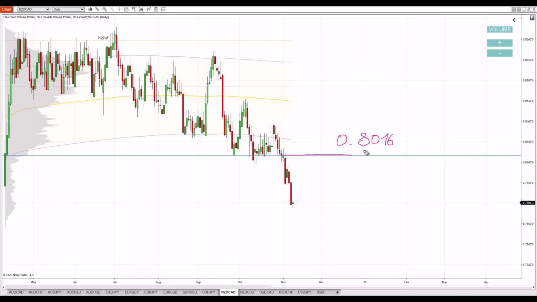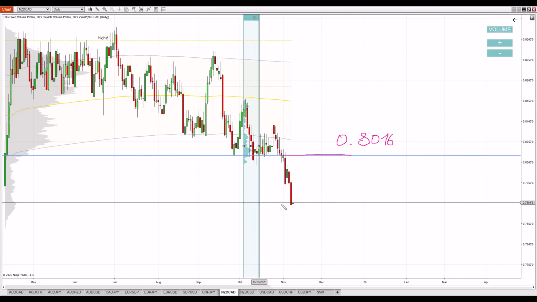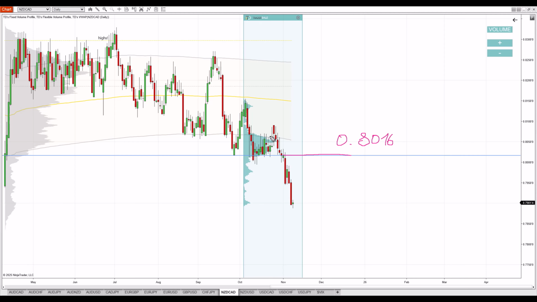0.8016. Now this resistance is based on a heavy volume zone, which got formed within this rotation right here, those heavy volumes here. Those heavy volumes represent place where sellers were active, adding to their short positions as they were pushing the price downwards like this. Right? So this is an important zone for sellers, and they're likely to defend it.